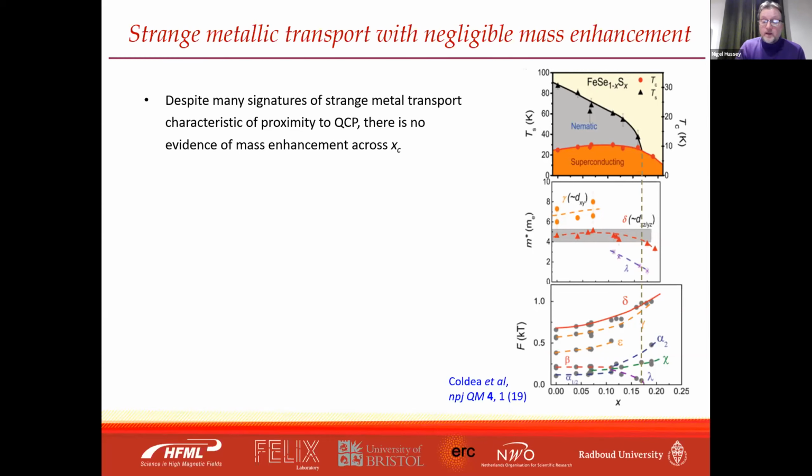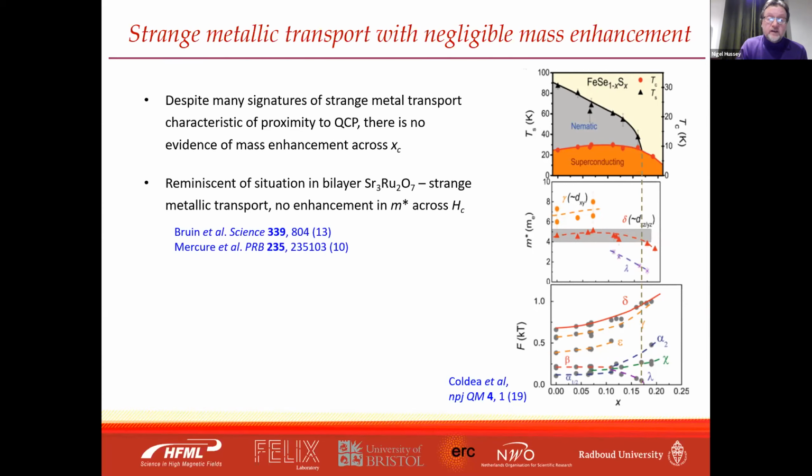x_c. And this is actually quite reminiscent of the situation in the strontium ruthenate material, where strange metallic transport is clearly observed, like an enhancing A coefficient crossing over to T-linear behavior, and at the same time, no enhancement in most of the Fermi surface across this critical field in this case.